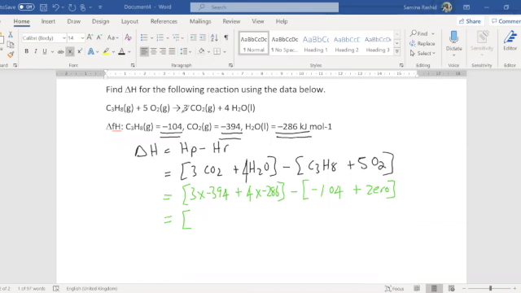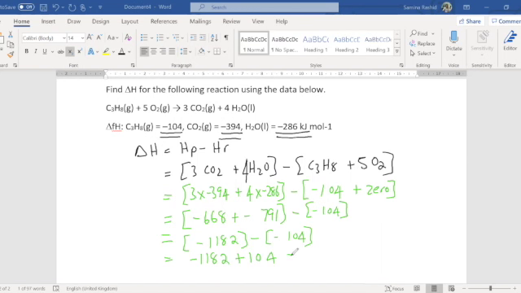And a final one, what I've done here is I've already started doing the calculations. And as you can see, it's quite straightforward. I've done HP minus HR, products minus reactants. That simplifies to plus 104, and then that comes up to minus 1078 kilojoules per mole. And that's as difficult as these types of questions get.